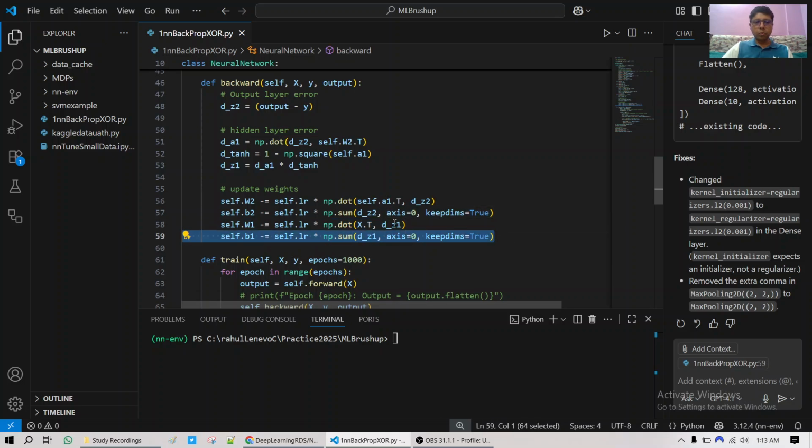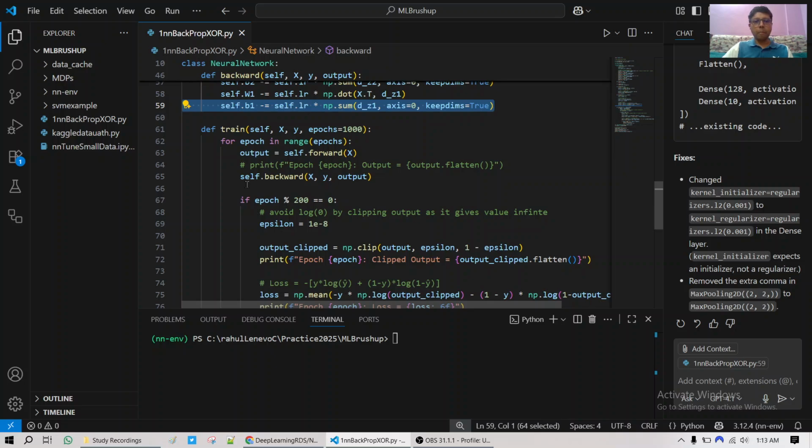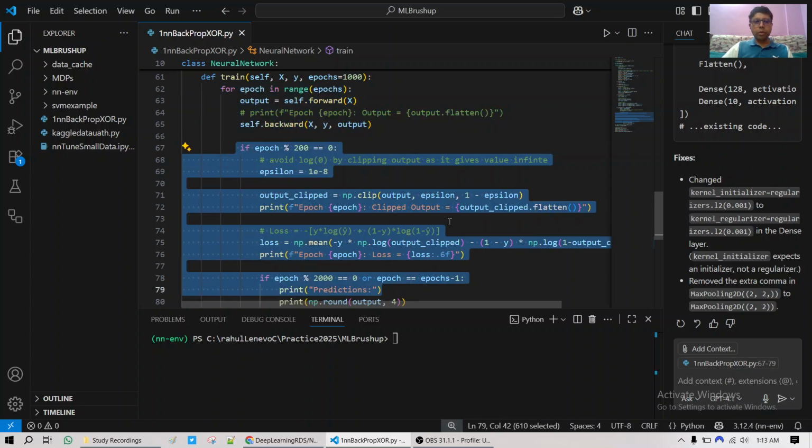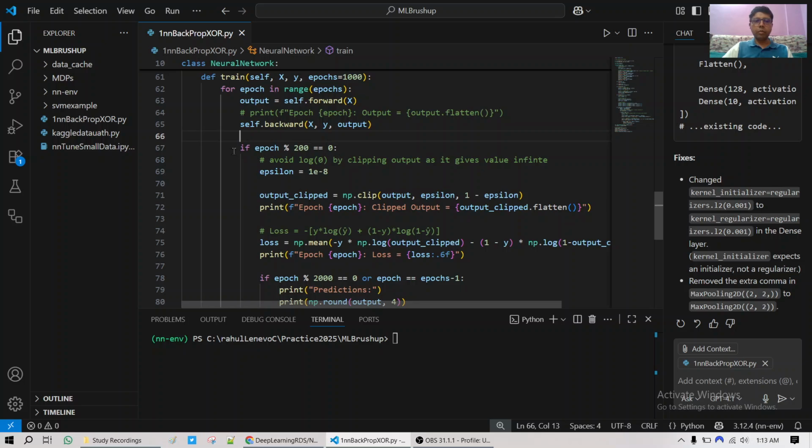So once the backward propagation is finished, these are the stages in the epoch. We have 2000 epochs. Out of that, we are going to see and track the progress of the program.